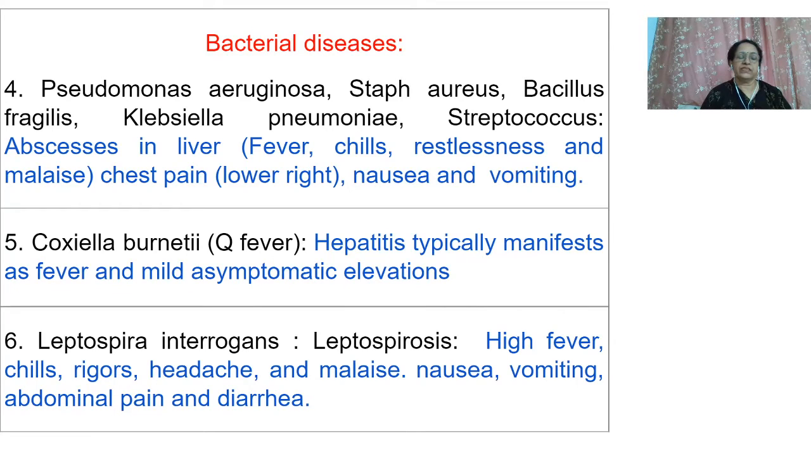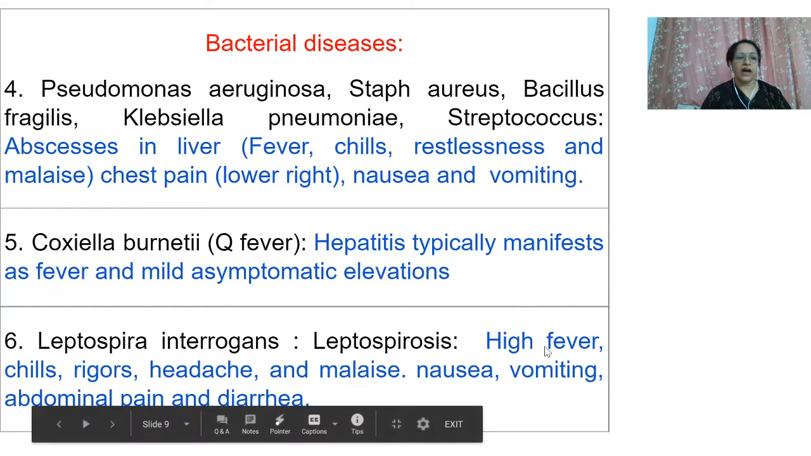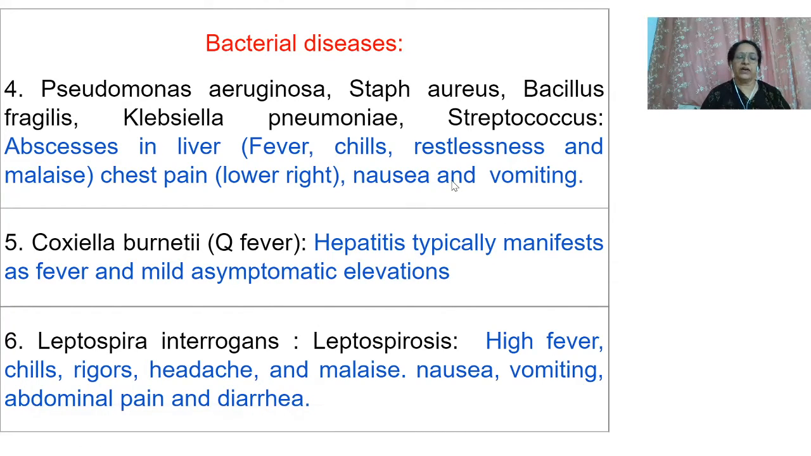Leptospira interrogans is a very important spirochete which causes leptospirosis, and here there is not only involvement of the liver but it also involves infections of the kidney. There is high fever, chills, rigor, headache, and malaise with nausea, vomiting, abdominal pain, and diarrhea. So the majority of symptoms of involvement of the liver by the various bacterial infections are common.